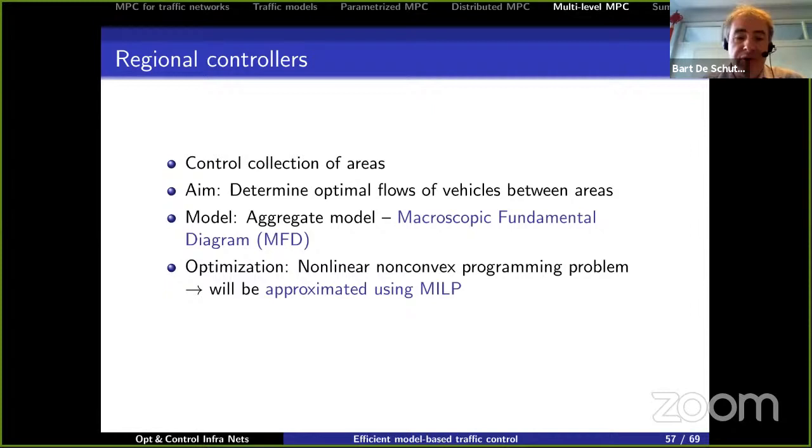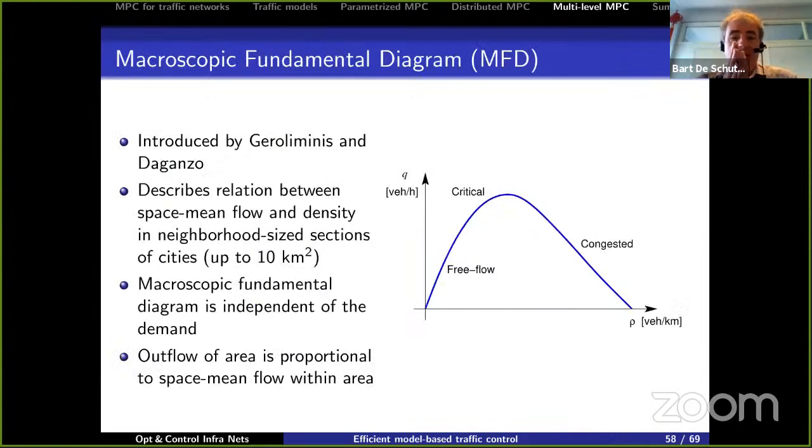And for this, we are going to use the so-called macroscopic fundamental diagram. It's an extension of the fundamental diagram from an individual road to an entire area. And we will see that originally we get a nonlinear, non-convex optimization problem, but we will be able to transform it into a mixed integer linear programming problem. So what is the macroscopic fundamental diagram?